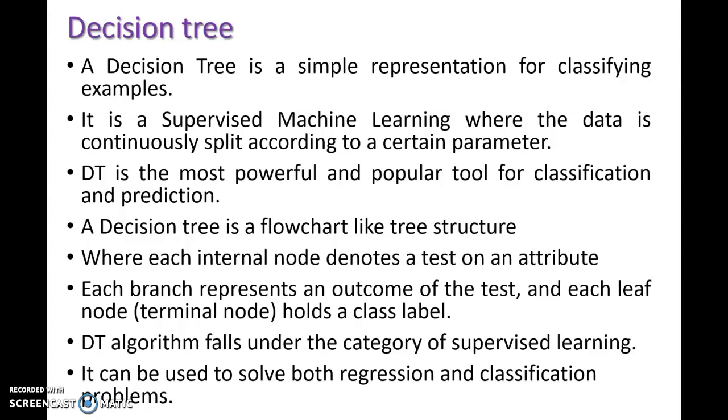A decision tree is a flowchart-like tree structure where each internal node denotes a test on an attribute and each branch represents the outcome of the test. Each leaf node, sometimes called a terminal node, holds a class label. Class label means the target attribute or class attribute, or some kind of label.